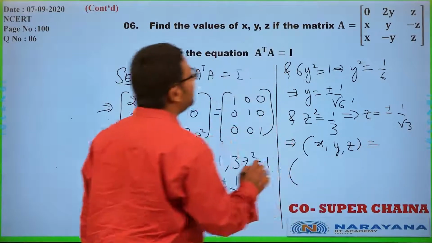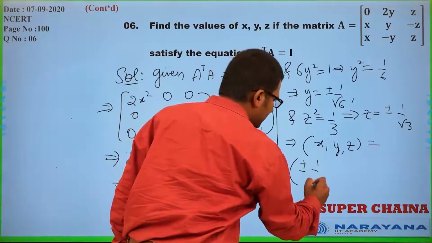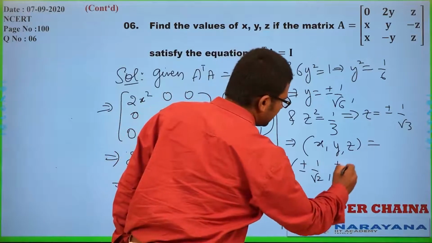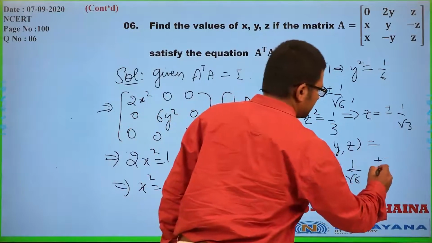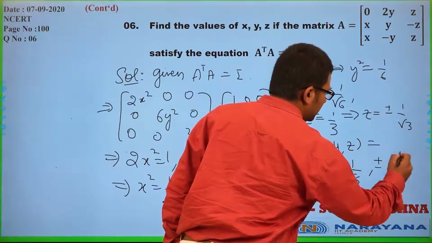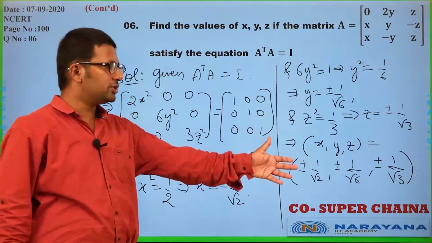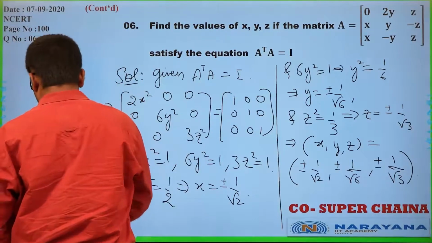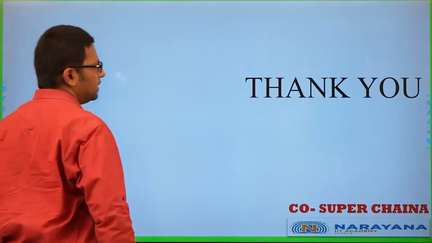So we have x comma y comma z. We need the values of x, y, z, which is plus minus 1 by root 2, correct? Then plus minus 1 by root 6, and then plus minus 1 by root 3. Those are the solutions you are looking for. Got it? So those are the values of x, y and z. Alright? Okay. So looks like we have reached the end of this session. Thank you.